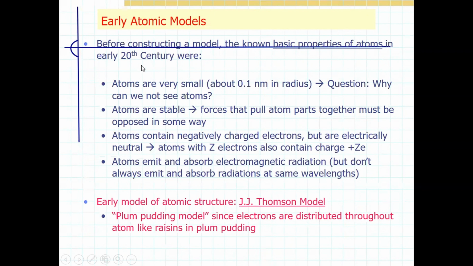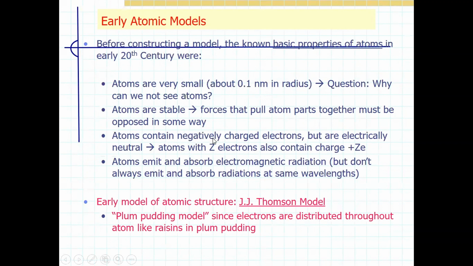Before the 20th century, the properties of the atom were basically thought to be that the atom is very, very small. We cannot see atoms. Atoms are stable. There are forces that are pulling apart the atoms, but there are forces that are keeping the atoms together. Therefore, atoms are there and stable. Atoms are not really going away.